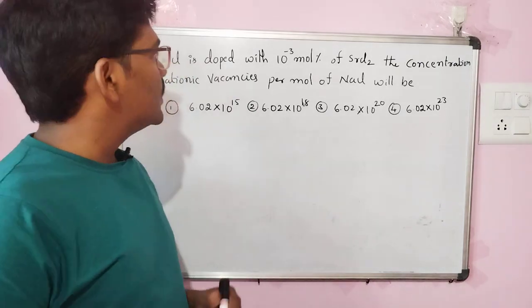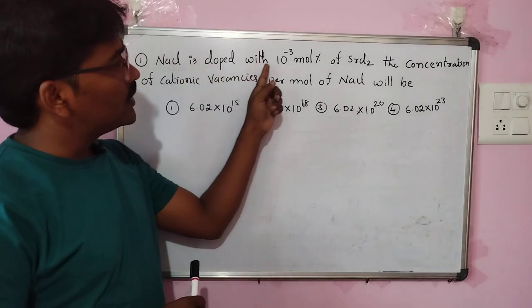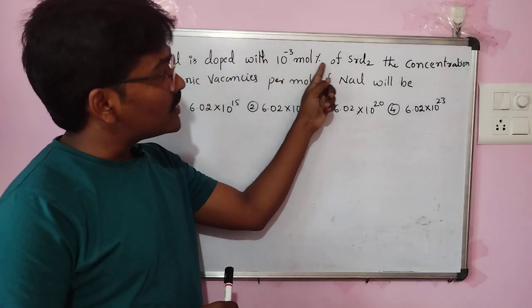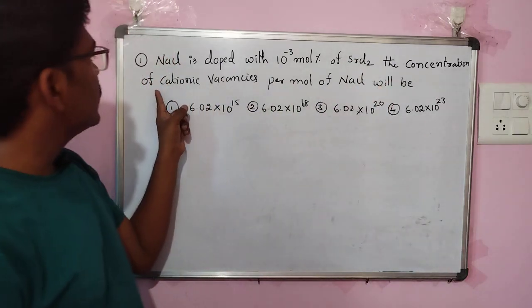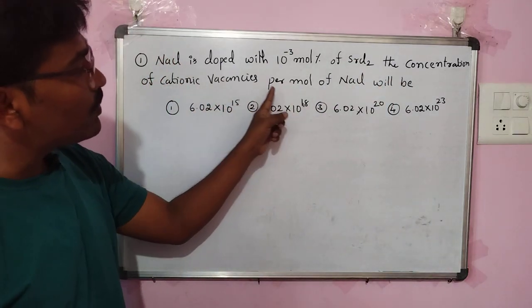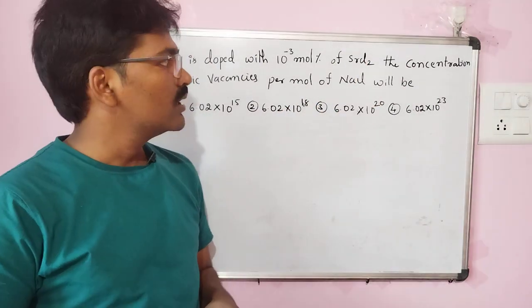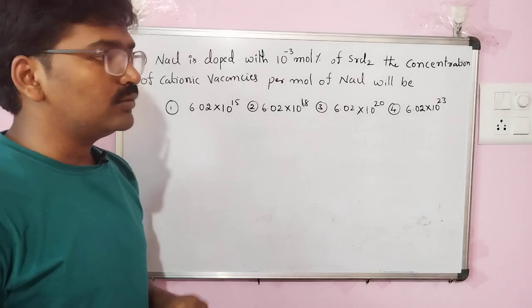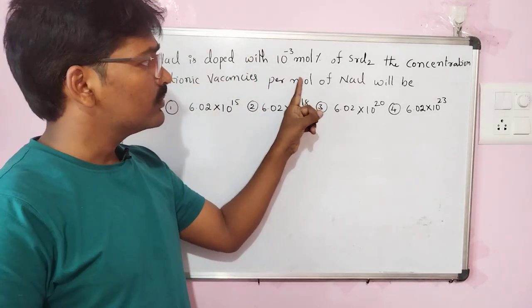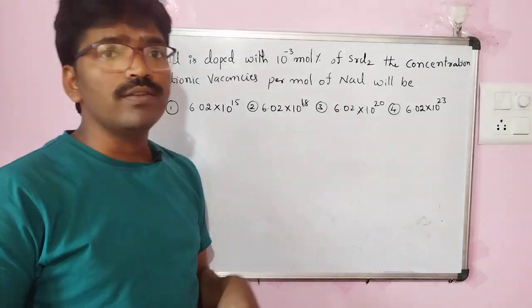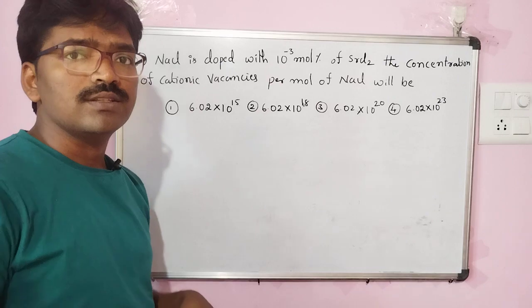Sir, here is one of the questions. Look at all of you. Sir, NaCl is doped with 10 to the power of minus 3 mole percentage of SrCl2. The concentration of cationic vacancies per mole of NaCl will be. They are asking a question like this. So look, we know that it belongs to non-stoichiometric deficiency, and that metal deficiency defect it is.